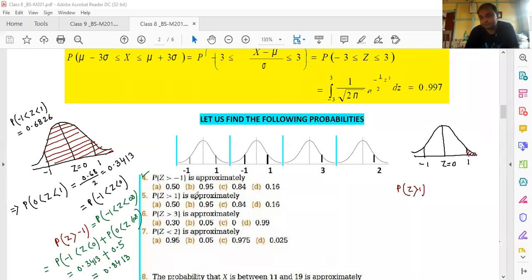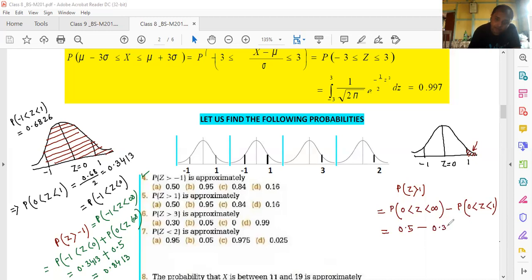Now you see, the question is, how can we do it? This area which has been marked is equal to the probability of 0 less than z less than infinity minus the probability of 0 less than z less than 1. Look at the figure. As before, the first is 0.5, and we have already calculated this probability, which is 0.3413. If I subtract, we get 0.1587. So this problem is also done.